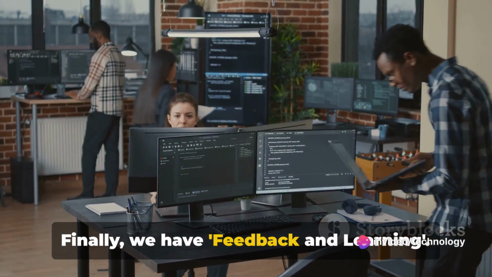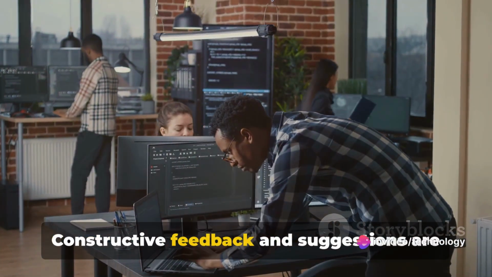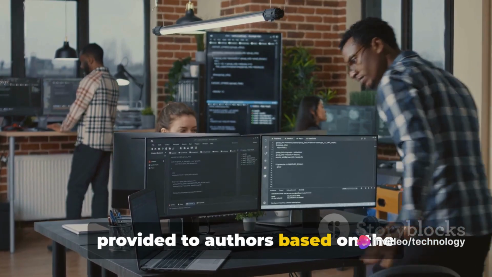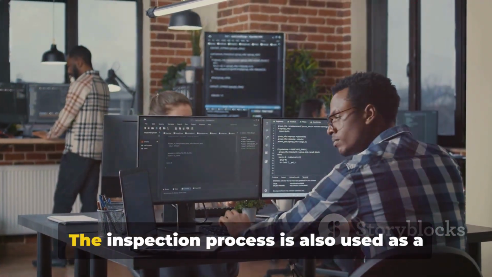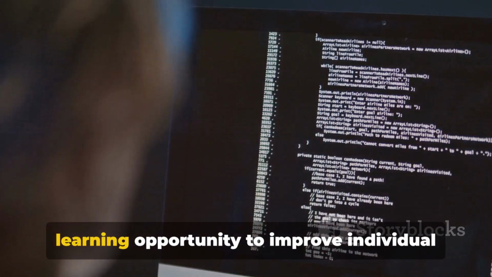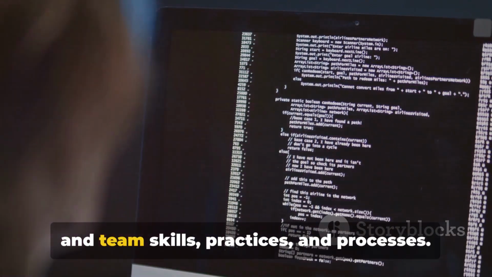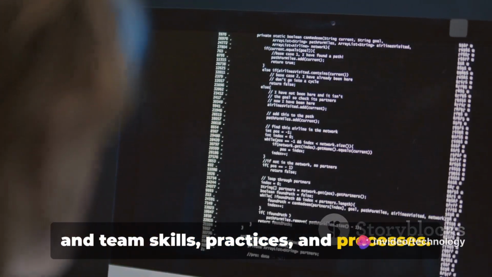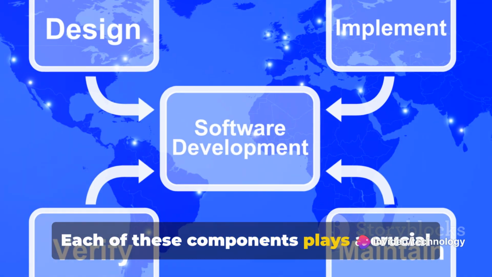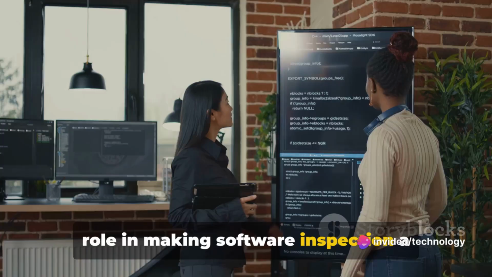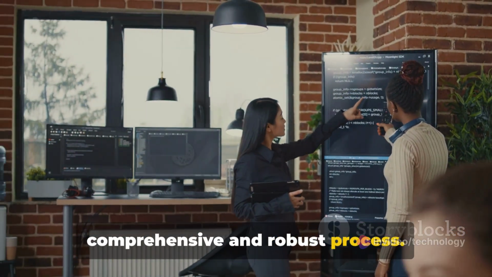Finally, we have feedback and learning. Constructive feedback and suggestions are provided to authors based on the inspection findings. The inspection process is also used as a learning opportunity to improve individual and team skills, practices, and processes. Each of these components plays a crucial role in making software inspection a comprehensive and robust process.